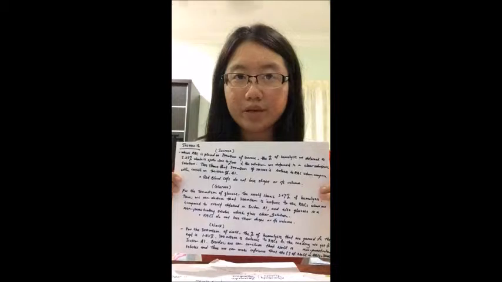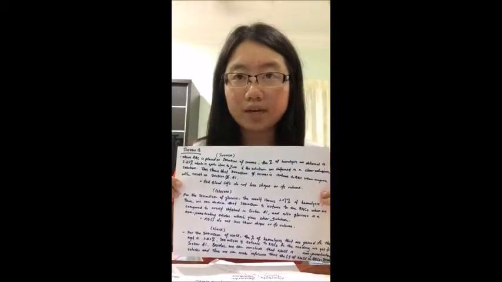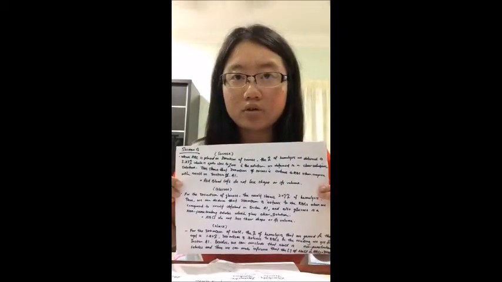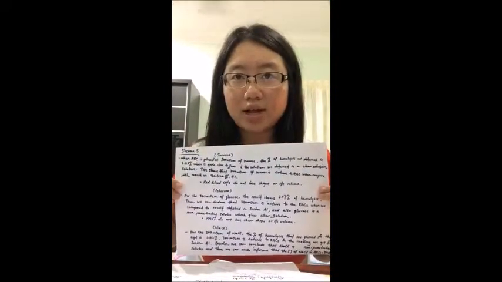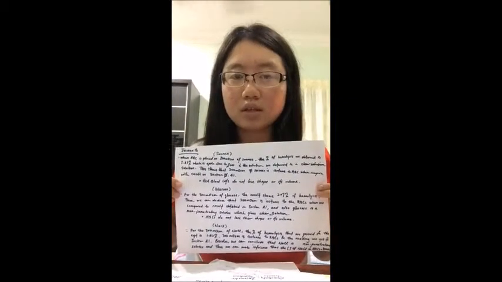For the 300 milliosmol of glucose, the result shows 2.07% of hemolysis, which is approximately 0%. Thus, we can conclude that 300 milliosmol is isotonic to the red blood cells when we compare to the results contained in section A1, and also glucose is a non-penetrating solute, which gives the clear solutions.